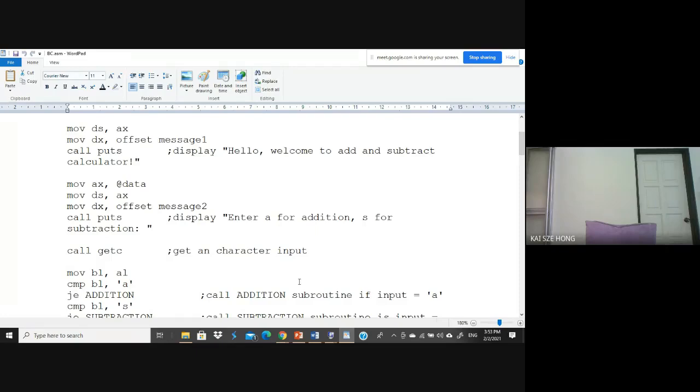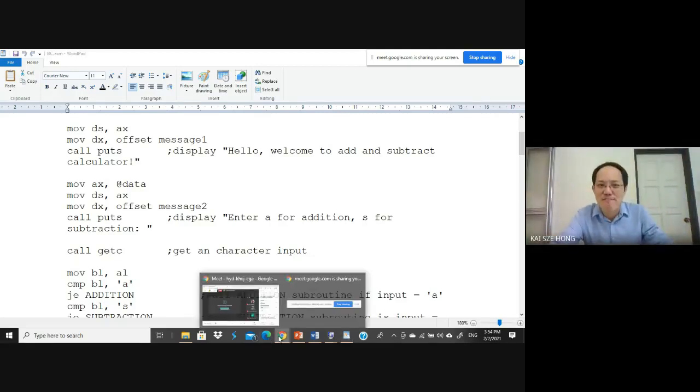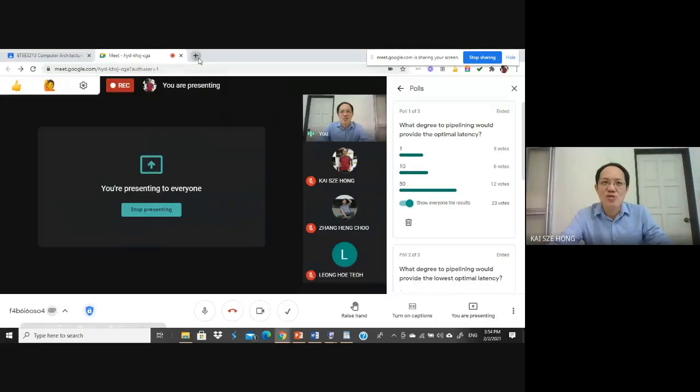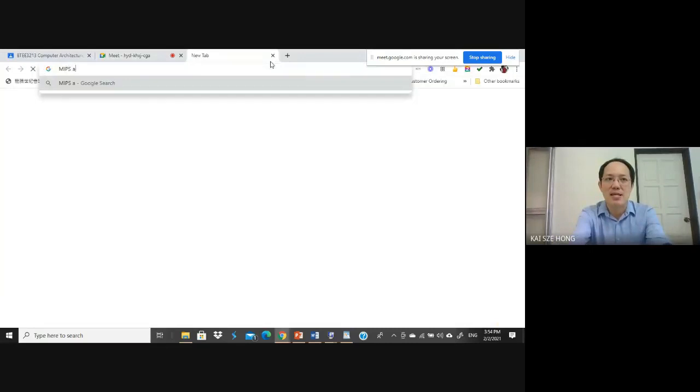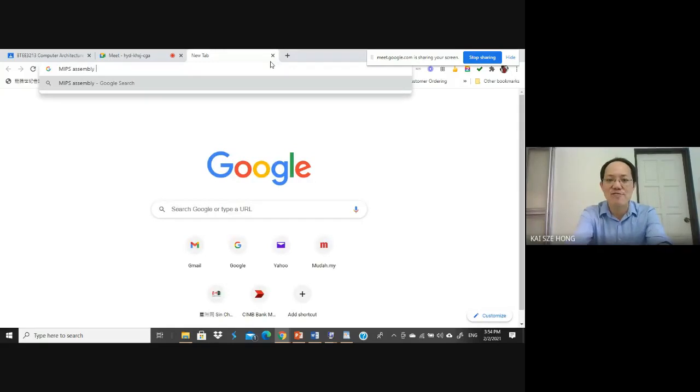Okay, Chong Yi said, sir, which model is the assembly language used in the tutorial from? Any code syntax available? Chong Yi, the assembly language used in the tutorial is MIPS, because we are dealing with very general computer architecture. For MIPS, we have to refer to the manual. For all assembly languages you have to refer to the manual.